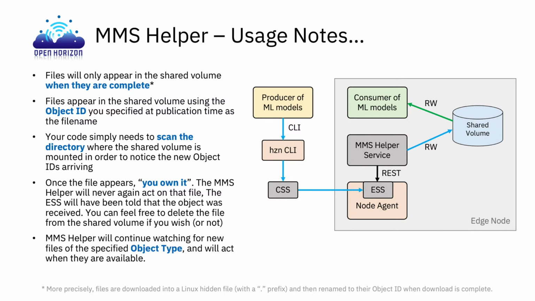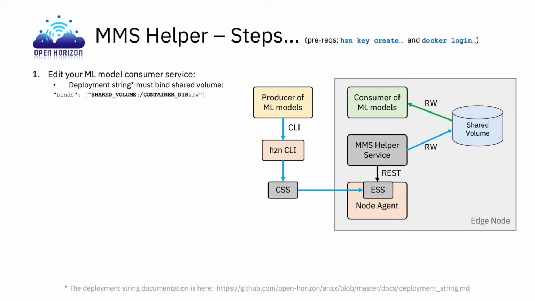So even after the file is delivered, the MMS helper will continue watching for new files of the specified object type, and it will act accordingly when they are available. So here are some more detailed steps. Of course you need to write some code in your consumer container that looks at the shared volume, that does an ls essentially on the shared volume to see what files are present, so it will notice when new files show up.